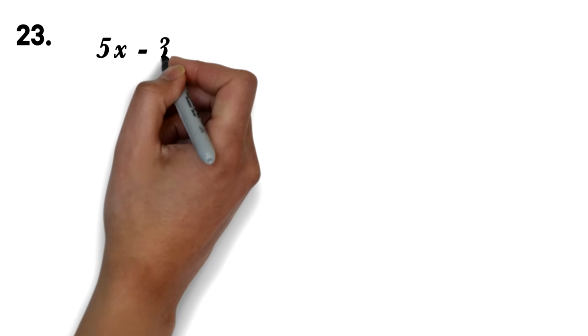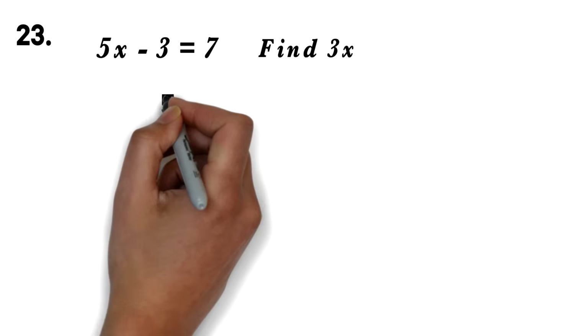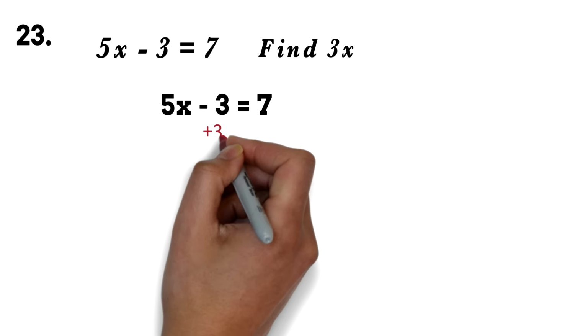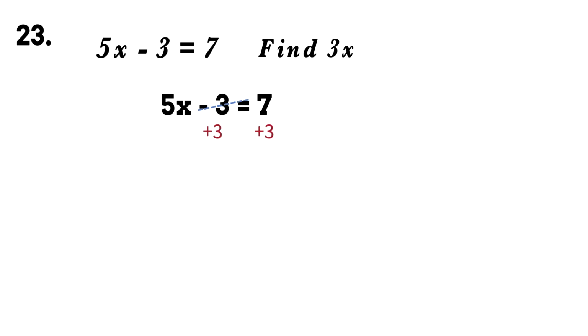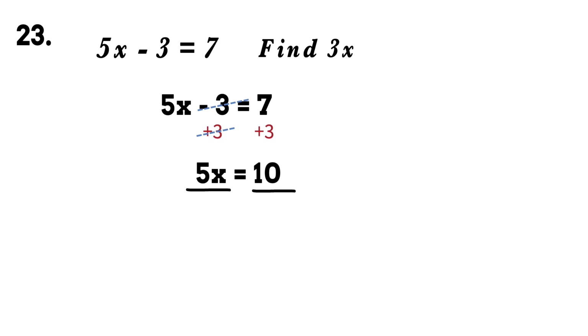Question 23. 5x minus 3 equals 7. Find 3x. 5x minus 3 equals 7. We have a two-step equation. Add 3 to both sides. This will give us 5x equals 10. Divide both sides by 5. This will give us x equals 2.